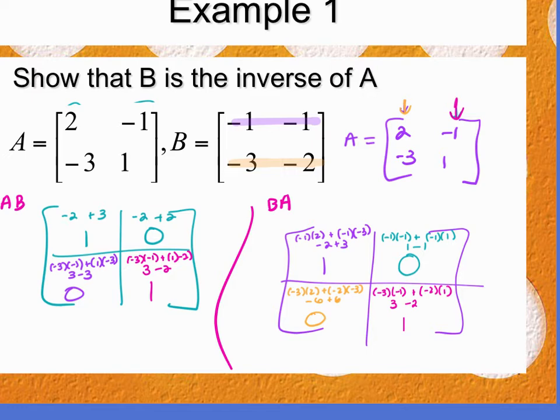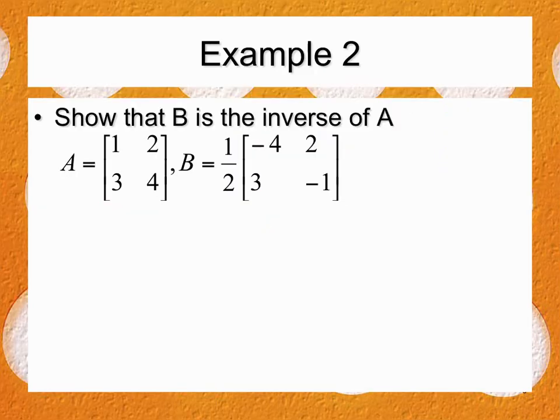Questions on this one? All right, I'm just going to say what would happen here. We're not going to work all the way through this, but what's different between this and the last one? There's a 1/2, so what do you have to do first? Distribute that 1/2 to each of these. So I would get -2, +1, 3/2, and -1/2.